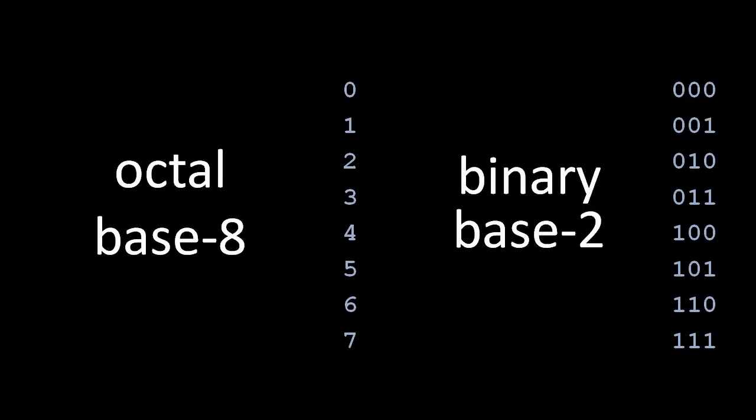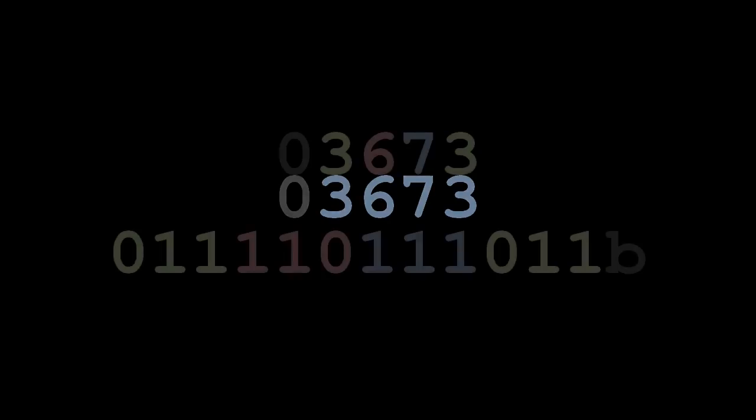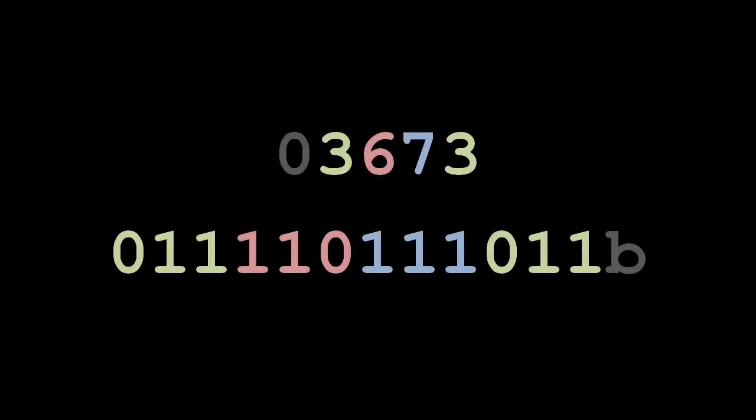All we need to do is memorize which three binary digits correspond to one octal digit. The octal digit 5, for instance, is equivalent to the binary digits 101, the octal digit 2 is equivalent to the binary digits 010, and so forth. So if I have the octal number 3673, I can convert it to binary if I simply substitute the binary equivalent of each digit. Consulting our chart, octal 3 is equal to binary 011, octal 6 is equivalent to binary 110, and octal 7 is equivalent to the binary digits 111.